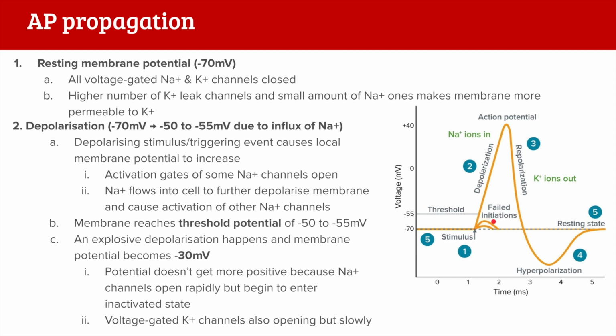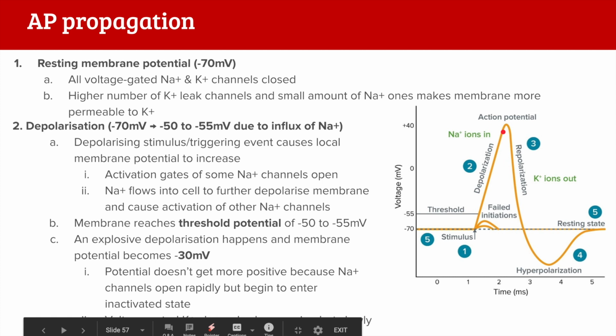When this happens, some sodium channels open, and some sodium flows into the cell to further depolarize the membrane. By doing so, they activate even more sodium channels. Eventually it reaches something known as the threshold potential. It's quite important to know that this is around -50 to -55 millivolts. Once it reaches that, there's an explosive depolarization, and the membrane potential goes up to +30. It's not negative, it's going to be positive. So there's a depolarization like that.